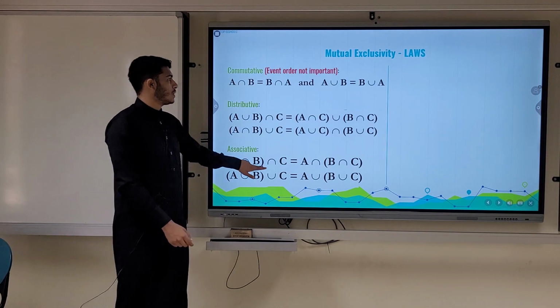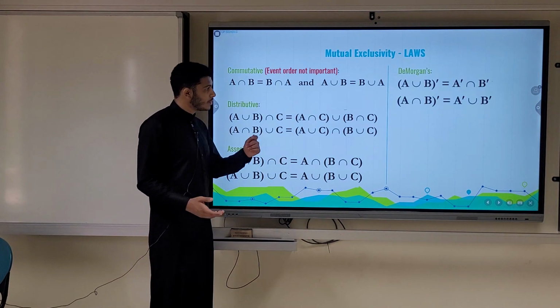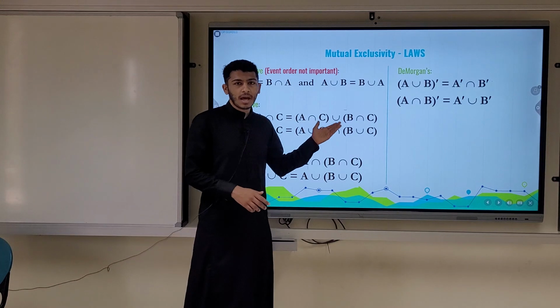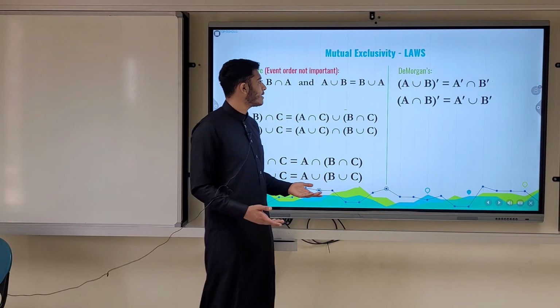Now we're going to get to the new ones. The first one is De Morgan's law, which we're going to use in some questions. So it's important that you write it down or keep it close, because it's going to be handy.